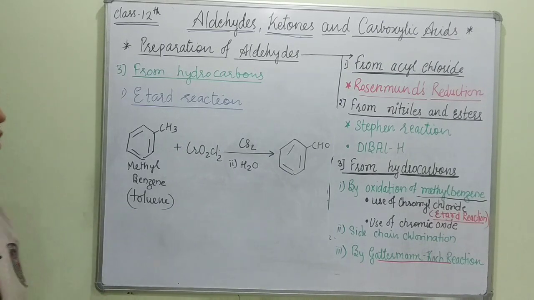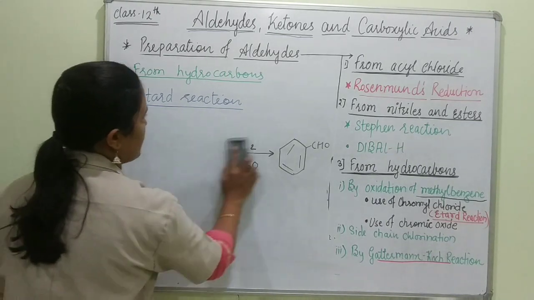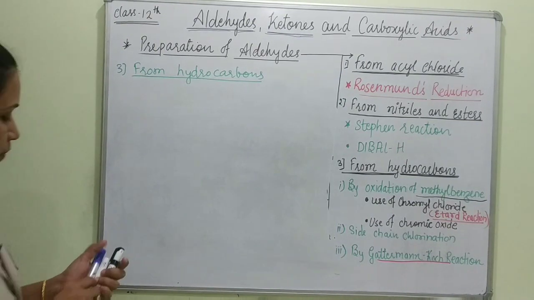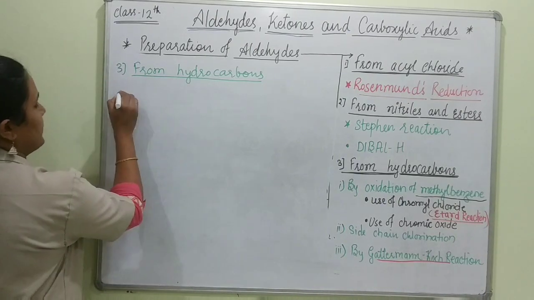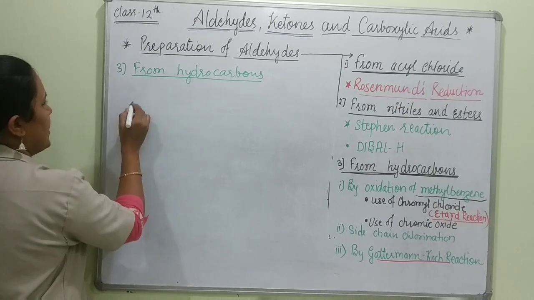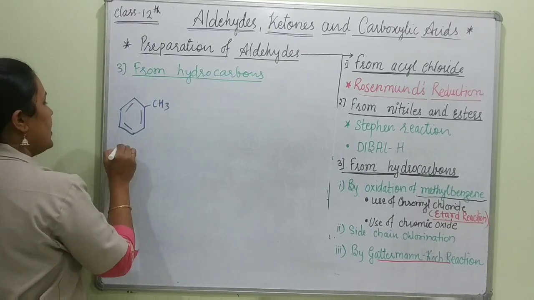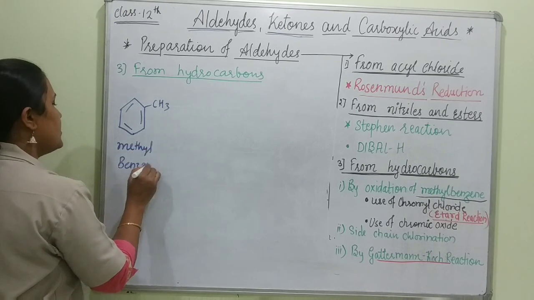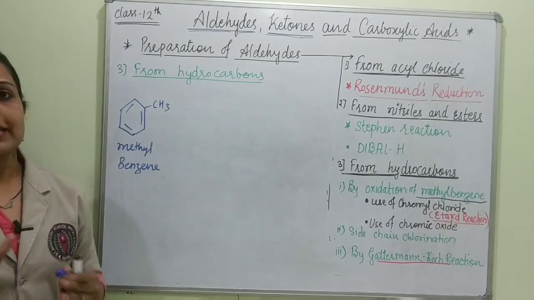Okay, so now the next one is use of chromic oxide. Now how, with the help of chromic oxide, can this methyl benzene be converted into aldehyde? Let's see. So here we are talking about use of chromic oxide. If I have it in this way, and the name is methyl benzene, or you know that it's toluene. So for converting toluene to aldehyde, you can use the first method or the second method.